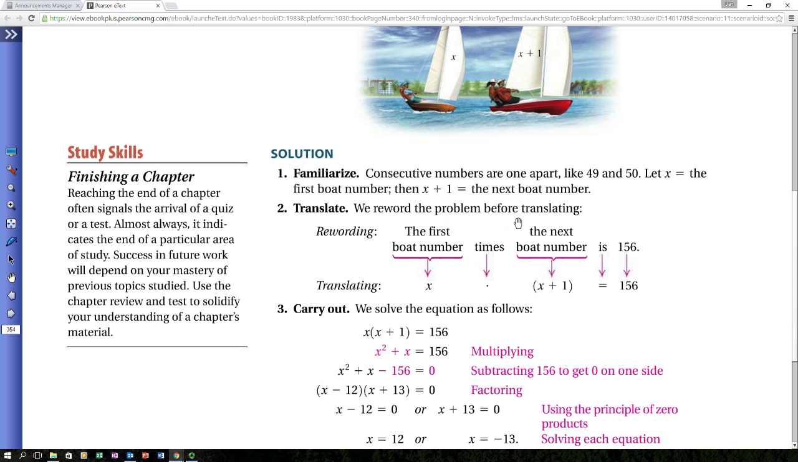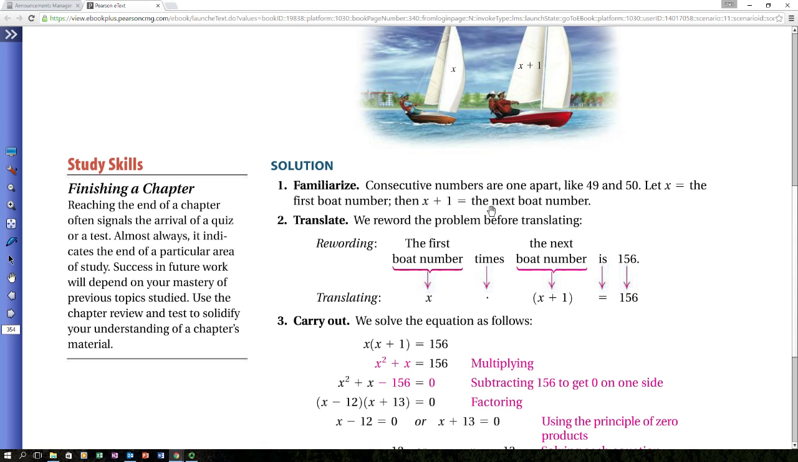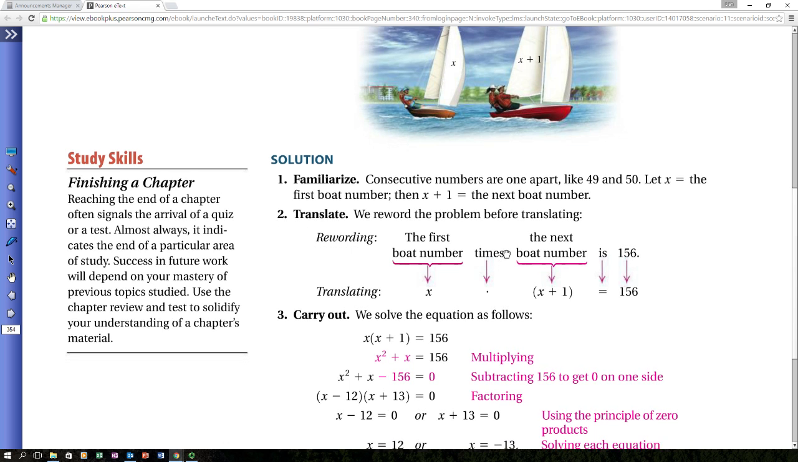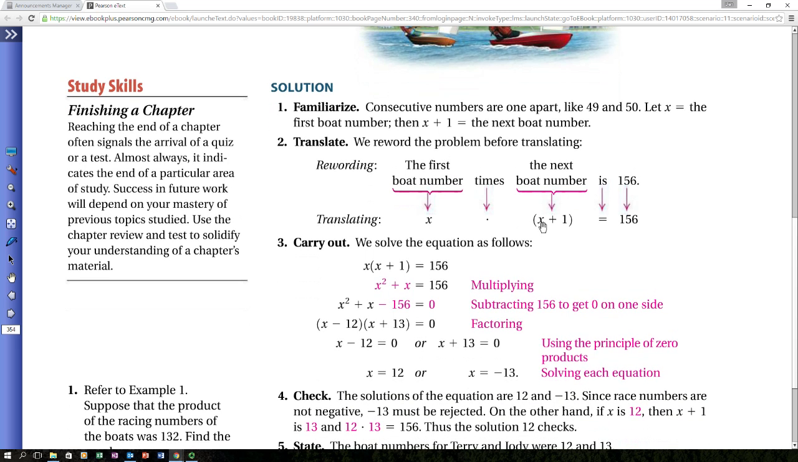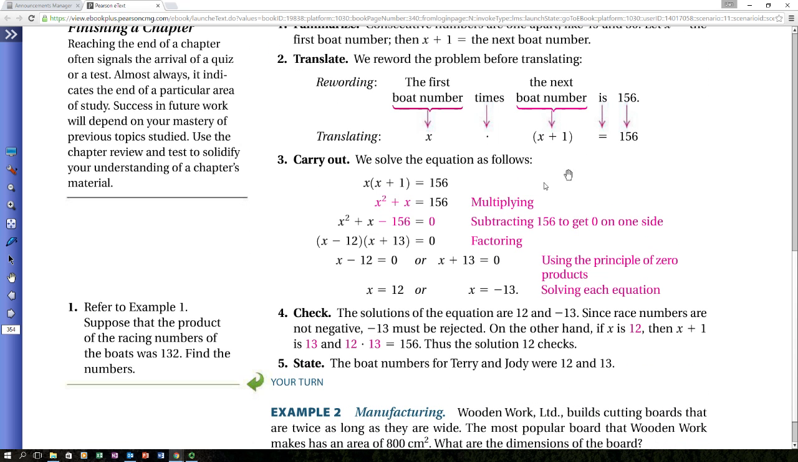So they reword the problem before translating. Rewording the first boat number, well, the translation is x for that, times, which is a translation already, saying the product, which means that we're going to multiply these two things. The next boat number is going to be x plus 1. So I end up with this equation, x times quantity x plus 1 equals that product they gave us, which is 156, the answer to the multiplication.